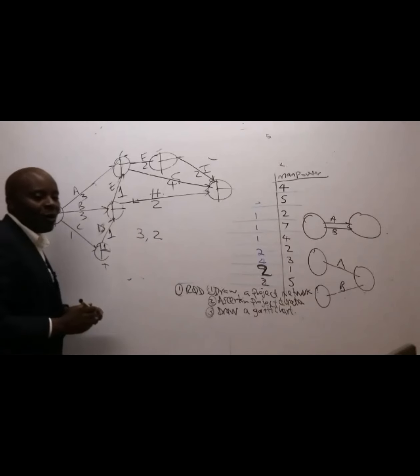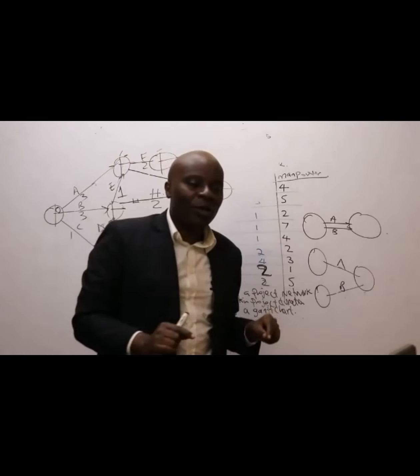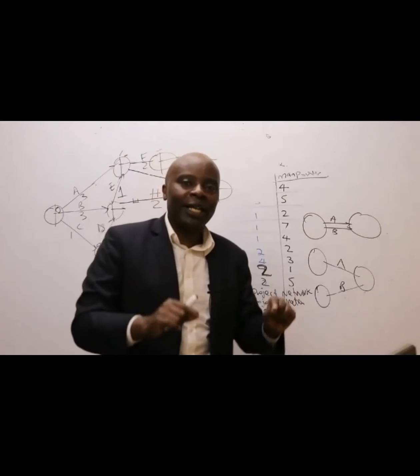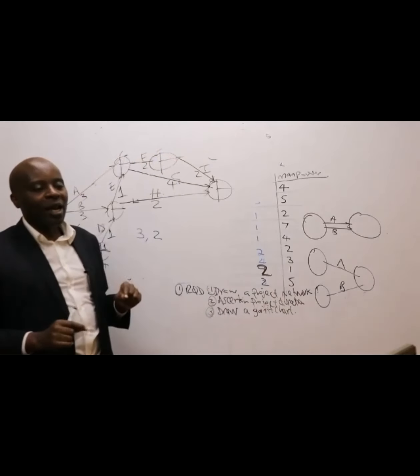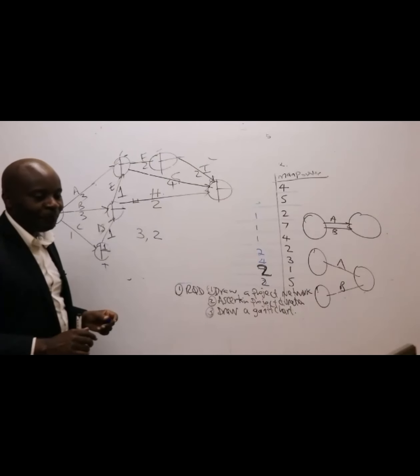Remember, in the forward pass, whenever you have many arrows getting into a particular node, which one should prevail? The lower or the higher?